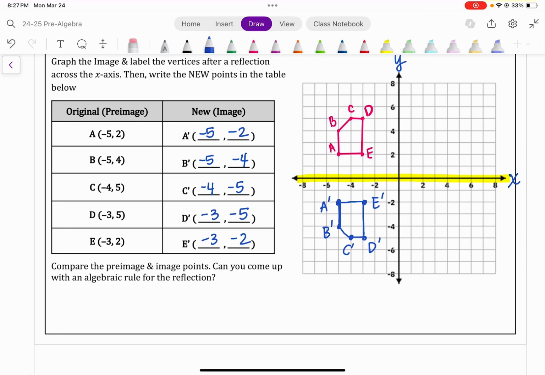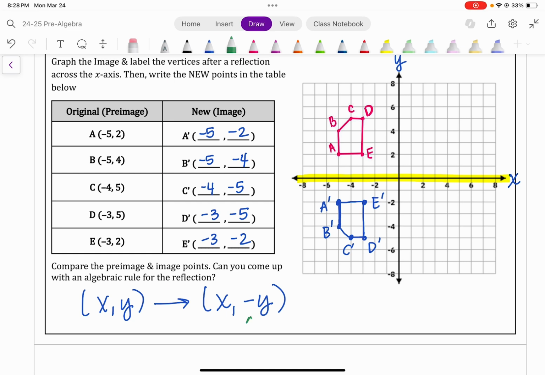Compare the pre-image and the image points. Can you come up with an algebraic rule? So my original is always x, y. And when we reflect over the x-axis, looks like all the x values stayed the same. So x stays the same. And the y became opposite, because those y's all turn negative. So opposite y.